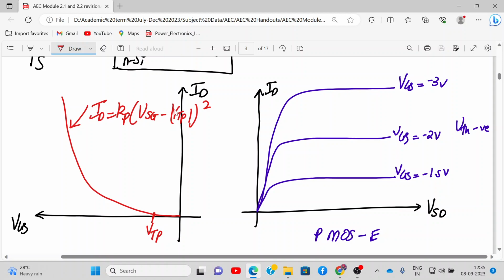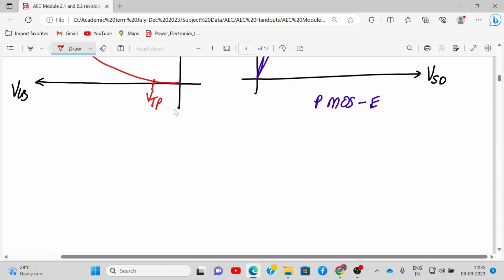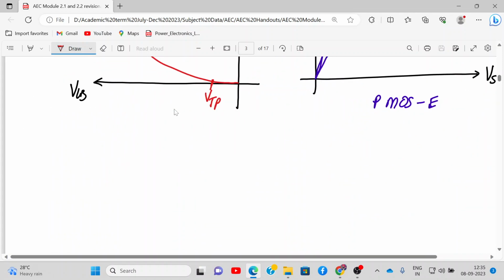Have you drawn the graphs? Can we move on to the next type? Hello? Yes. Okay. Now very important, we will be starting with depletion type MOSFET.